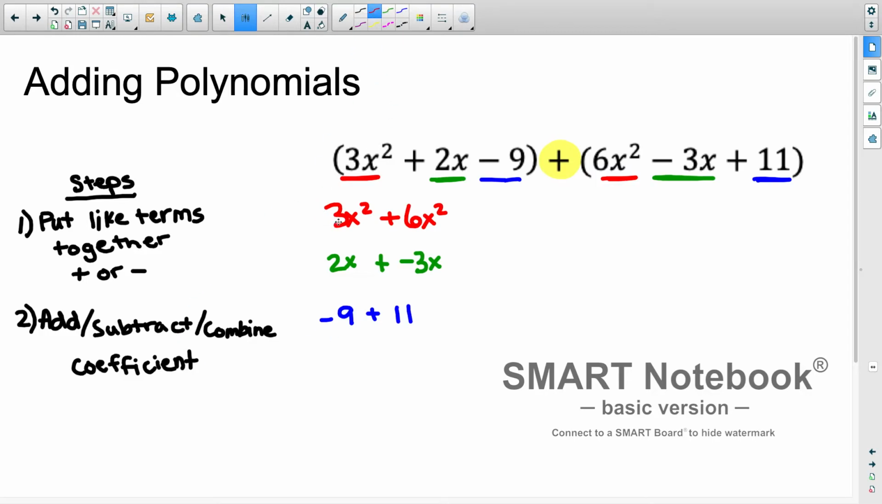So for 3x squared plus 6x squared, we're going to add the 3 and the 6. So 3 plus 6 would give us 9. And then here's kind of the big difference from that multiplying stage that we've been working on: when we combine those like terms, that variable part stays the same. So it's just 9x squared.